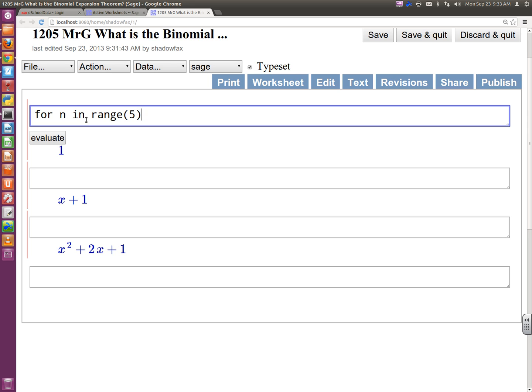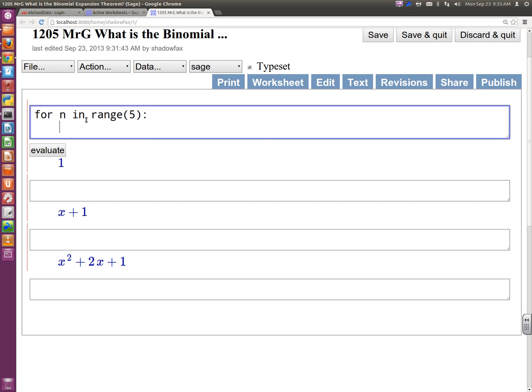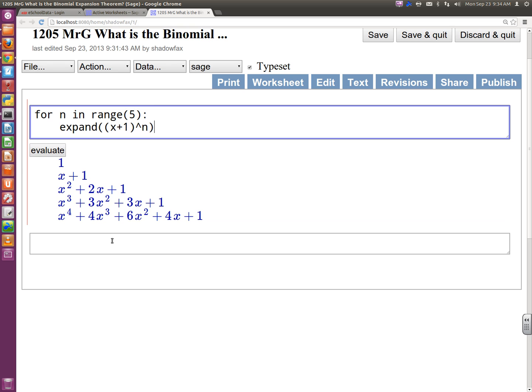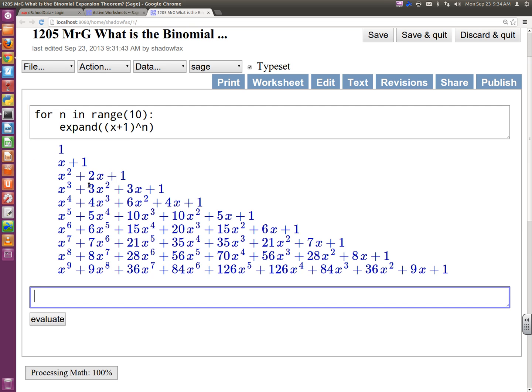Well, if I do 5, what's that going to do? It's going to 0 to 4 technically, right? It's 5 integers starting at 0. Okay, so let's write what we wrote. Expand quantity x plus 1 to the, well, what? To the n, right, exactly. And there you go. All right, so I can get rid of this. I can get rid of this. If you want to get crazy, make it 10.